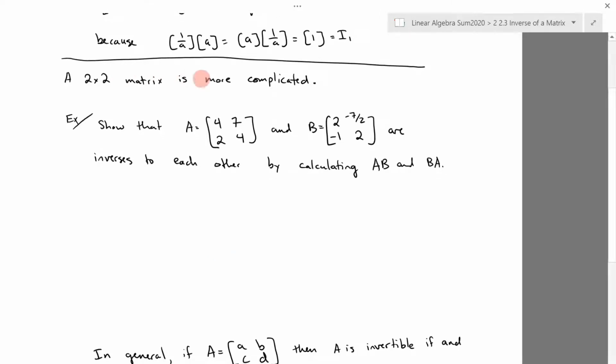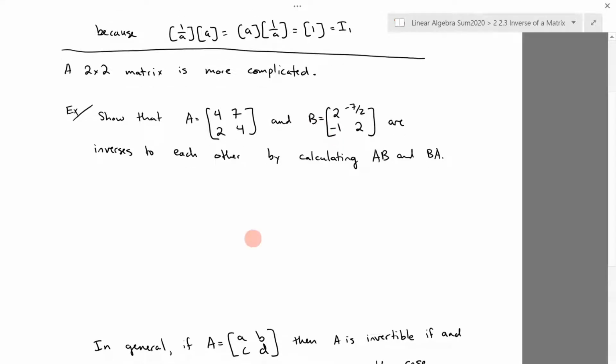For a 2-by-2 matrix, we'll see that it's a little bit more complicated. First, in this example, I claim that B is the multiplicative inverse for A. What does that mean? It means that if I multiply them together, I should get the identity matrix. So A times B should be the identity, and B times A should also be the identity matrix. It doesn't matter which order you multiply them in, you should get the identity matrix.